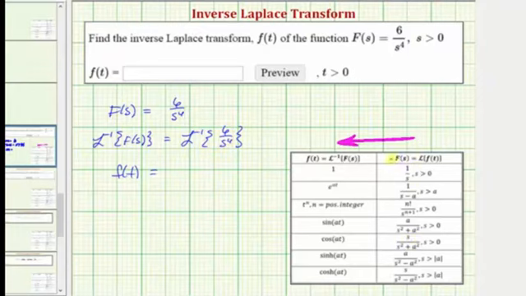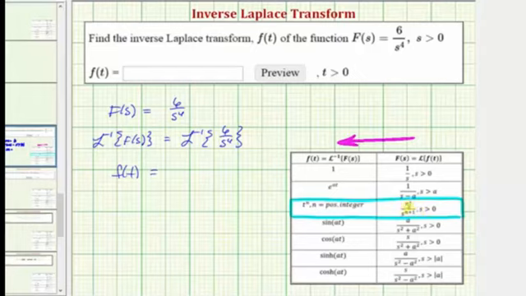So looking at the column for big F of s, we want to determine which form fits 6 divided by s to the fourth. Well, because our denominator is s to the fourth, we'll be using this row here to determine f of t. Focusing on the denominator, notice how we have s to the fourth, which should be s raised to the power of 3 plus 1, which means n is equal to 3.